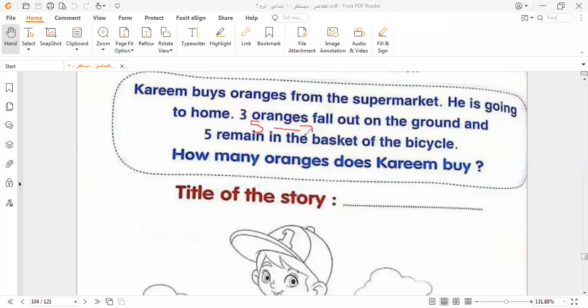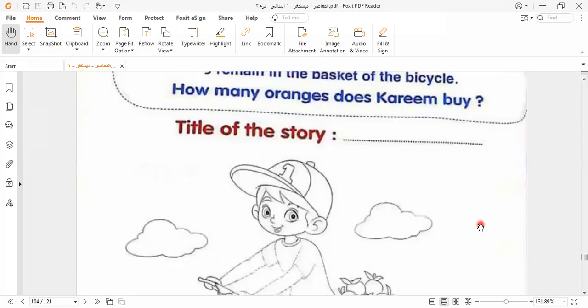Five minus three, what will it be? I will take 3 from 5, it will be 2. So the answer will be 2. Okay, I answered it, and I leave it to you to do it again. We have here 3 oranges fell on the ground, and 5 remained in the basket of the bicycle. How many oranges does Karim buy? I told you, and I leave it to you to do it again.